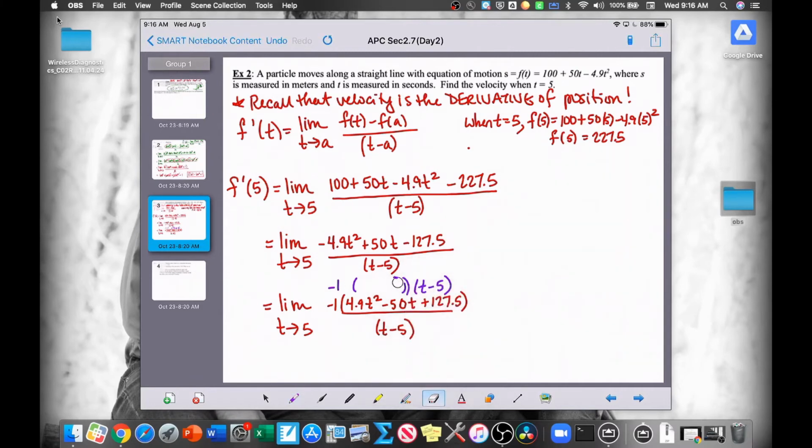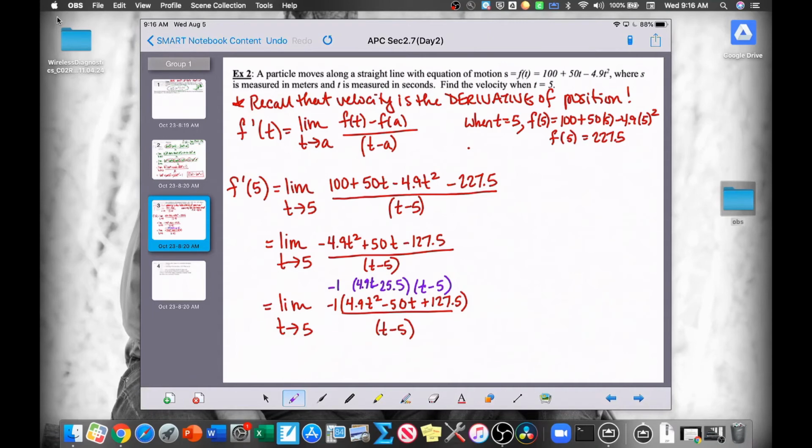So this spot right here is going to be 25.5. And I know it has to be negative because a negative times a negative would give me this positive 127.5. And then first times first, so this spot right here times t has to give me 4.9t squared. Well, then that becomes obvious. That has to be 4.9t right there.